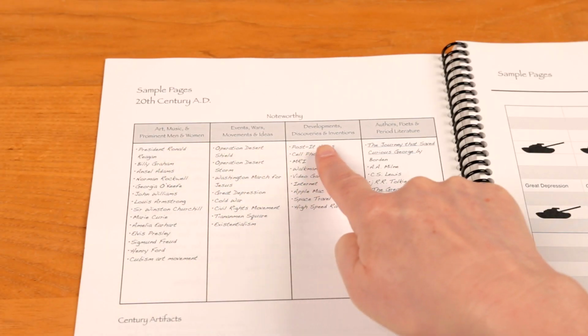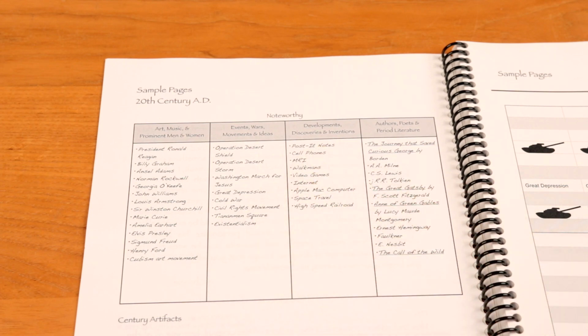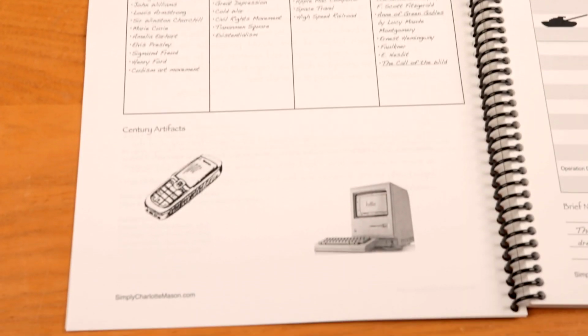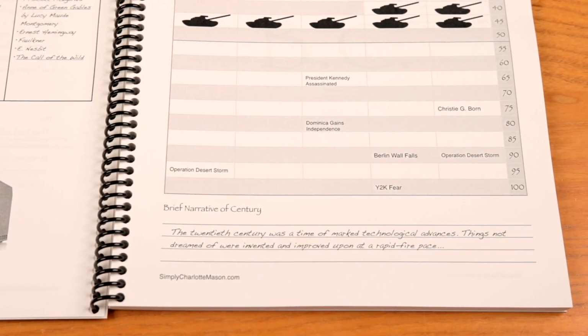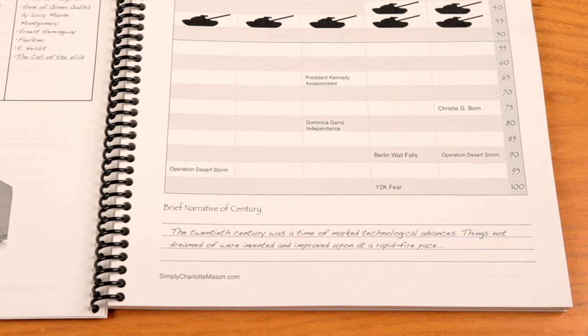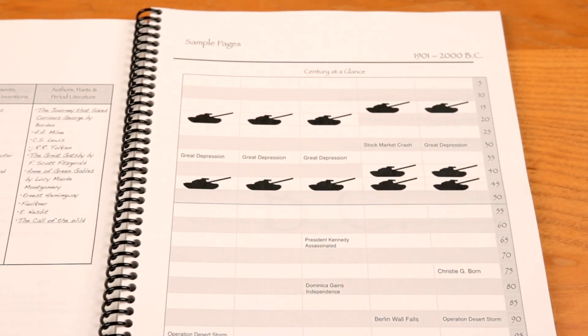You can organize the people and events in each century by category. For example, here are the entries under art, music, and prominent men and women, or developments, discoveries, and inventions during the 20th century. You can also encourage your student to sketch artifacts from that century, either from a book or perhaps a museum visit. A place for a brief overview narrative of each century is another way to level up. And a century at a glance table can add a lot to your Book of Centuries.